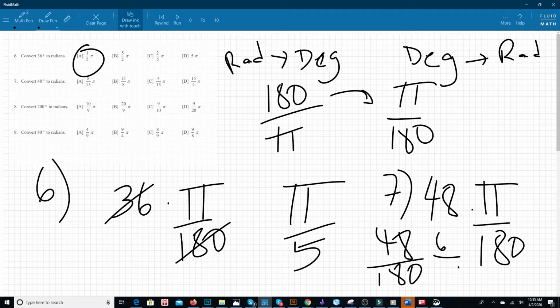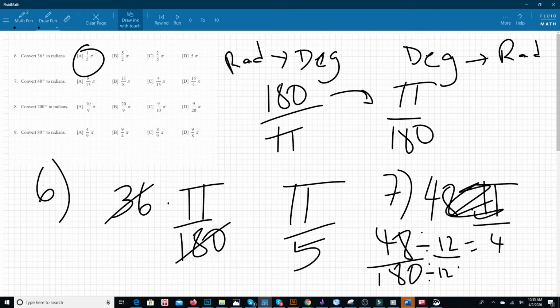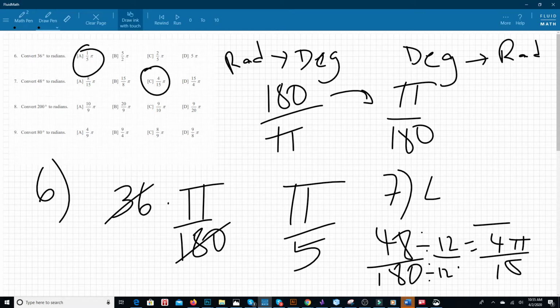180 divided by 12. 15, yeah, sorry. 12. Yeah, 12. 12 can go into both of these guys, sorry. 12 divided by 12, 12 divided by 12. That's going to be equal to 4. And I'm going to bring on the pi. 4 pi over 15. Right, see, you're right. That's better than me.